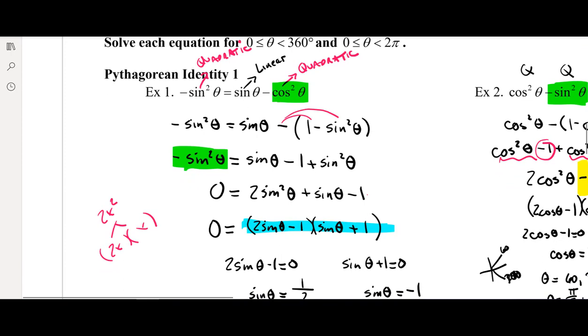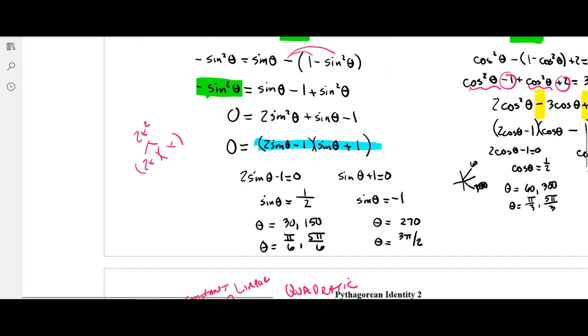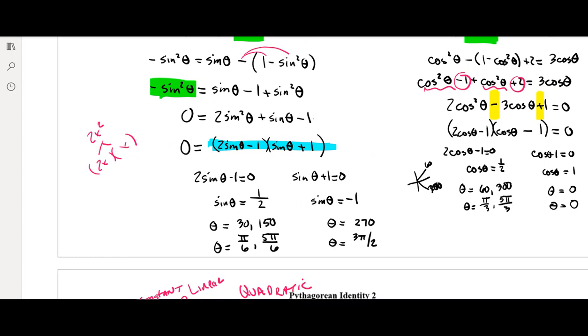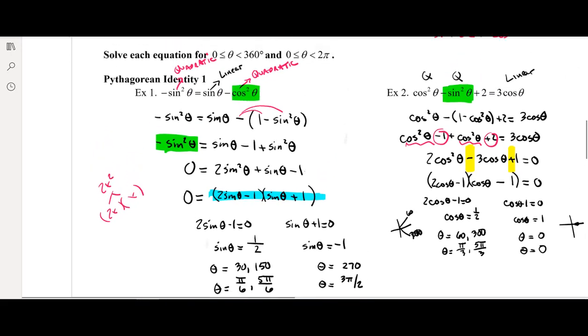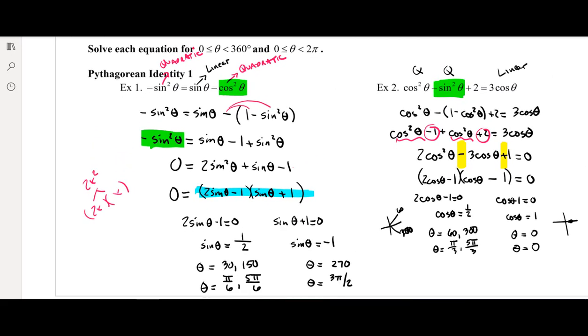If you look at example 1, we've got negative sine squared theta equals sine theta minus cosine squared theta. And when we did all our work on this, we came up with three solutions of 30 degrees, 150 degrees, and 270 degrees, or those equivalent values in radians are pi over 6, 5 pi over 6, and 3 pi over 2. Now, one of the things we want to pay attention to is that when we're asked to solve this, it's between 0 and 360, or 0 and 2 pi. So that means no negative values.